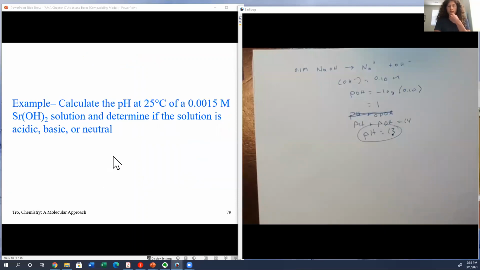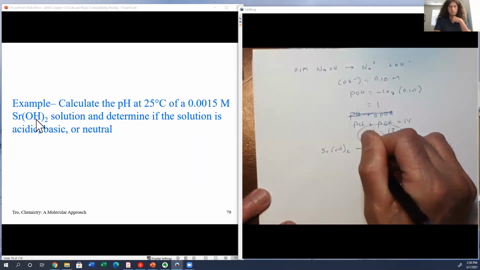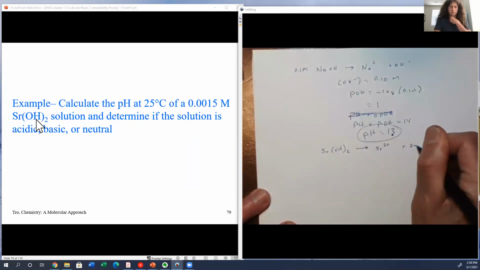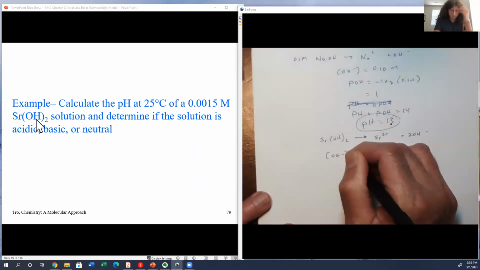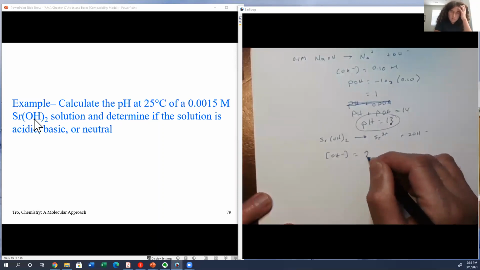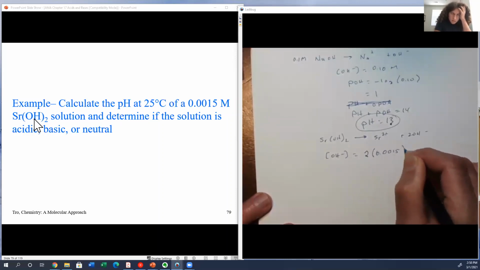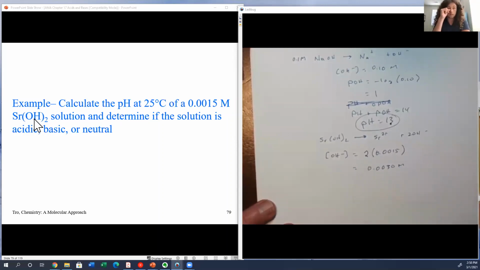Now there are some bases that produce 2 OH minuses per mole of base. Something like Sr(OH)2, when it ionizes, is going to form Sr2 plus and 2 OH minus. So what's the concentration of OH minus in this solution? Well, if that's 0.0015 molar strontium hydroxide, then the concentration of OH minus is 2 times 0.0015, and that's equal to 0.0030 molar.